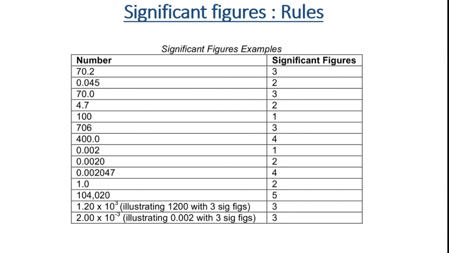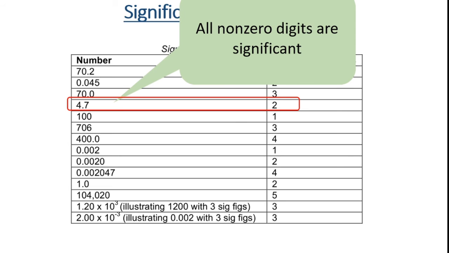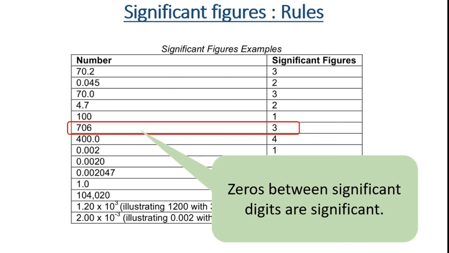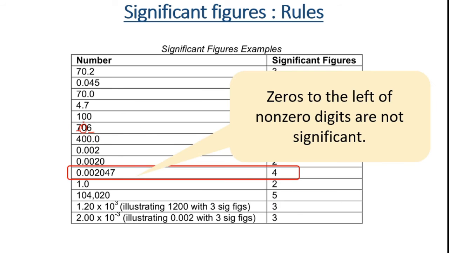The formal rules are like this. All non-zero digits are significant. So for example, 4.7 contains 2 non-zero digits and there are 2 significant figures. Zeros between significant figures are significant. For example, 706: 7 is non-zero significant, 6 is non-zero significant, so the 0 in between them is also significant.